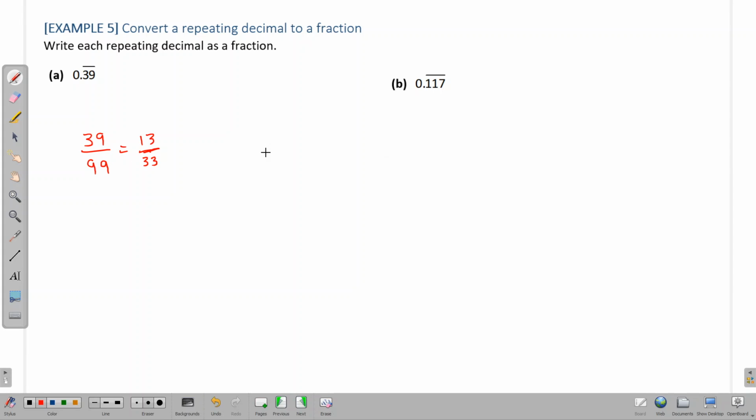Okay, now, what happens if we have more repeating digits? Well, it works the same way. 117 is what repeats, but we have 3 digits repeating, so put 3 9s under it. So let's test that one.